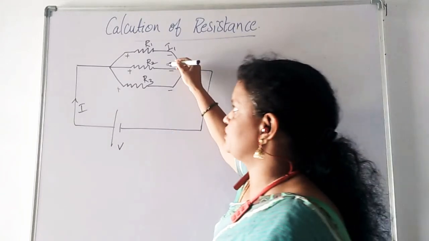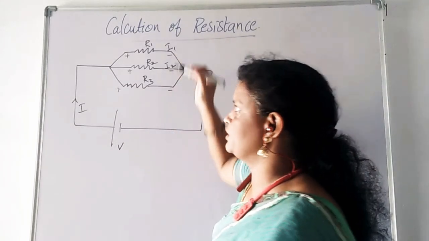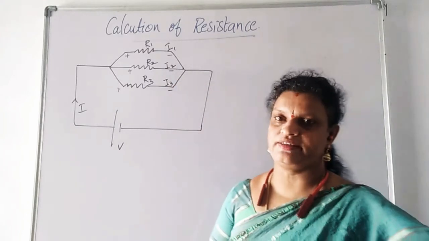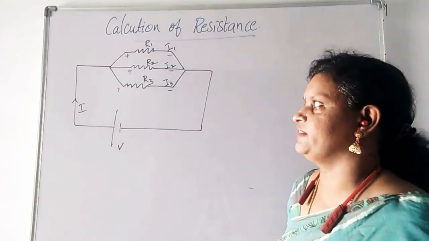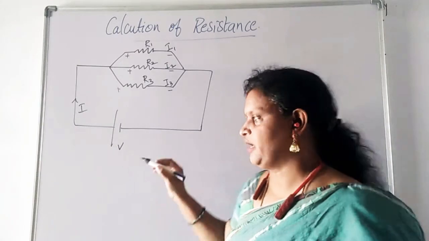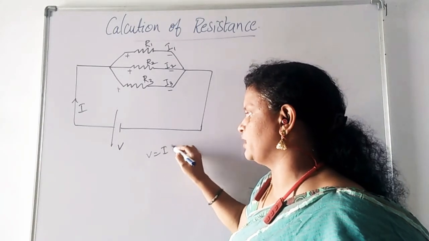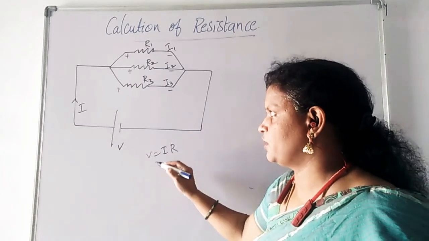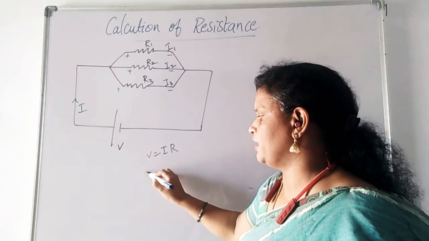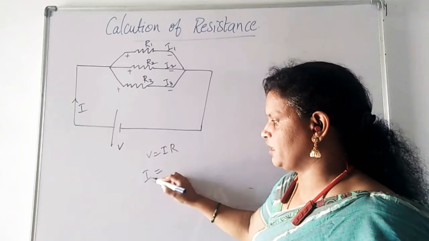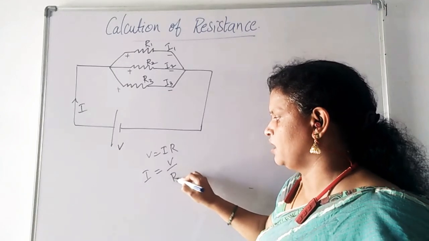So we can say that the current flowing in resistor 1 is I1, in resistor 2 the current flowing is I2, and in the third resistor the current flowing is I3. According to Ohm's law, we have the formula V is equal to IR. But as voltage is the same everywhere, we can take another form of the formula. What is that? We can take the I value.